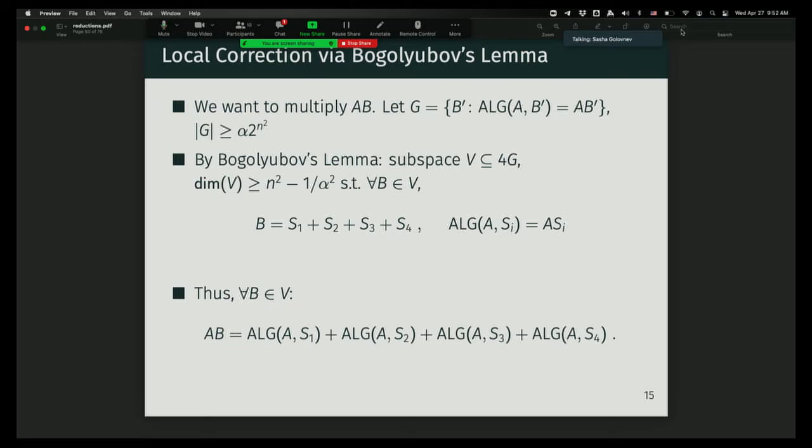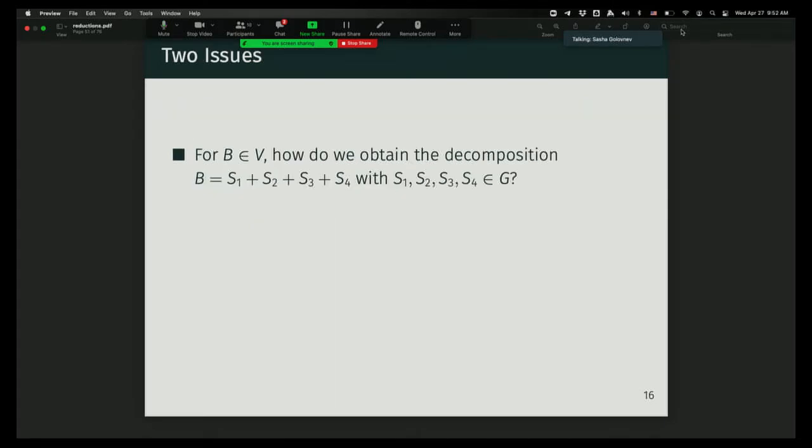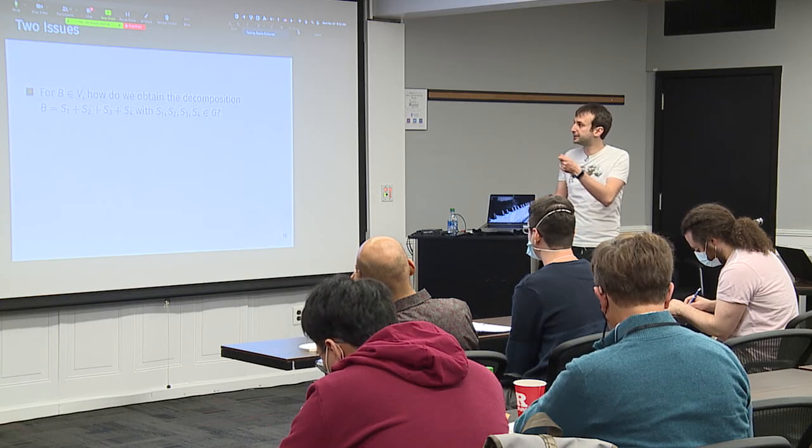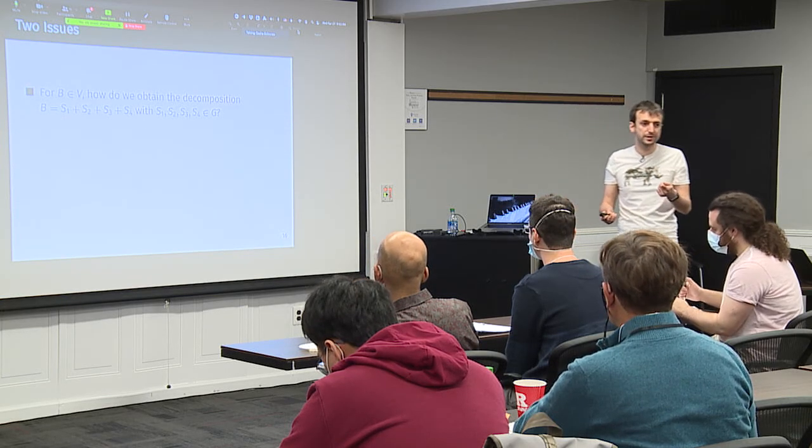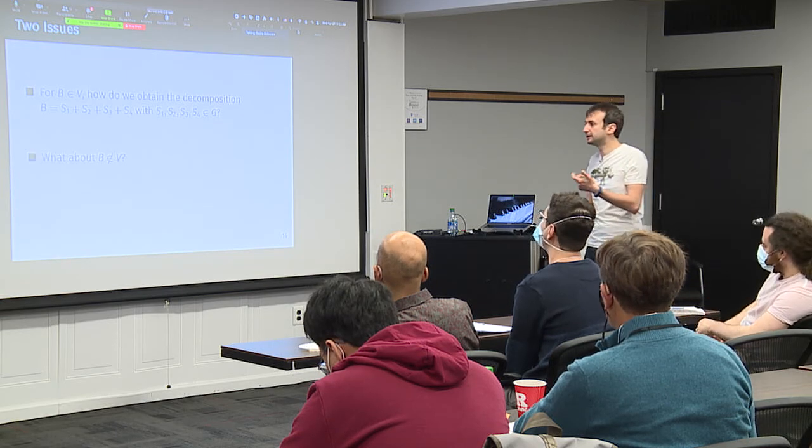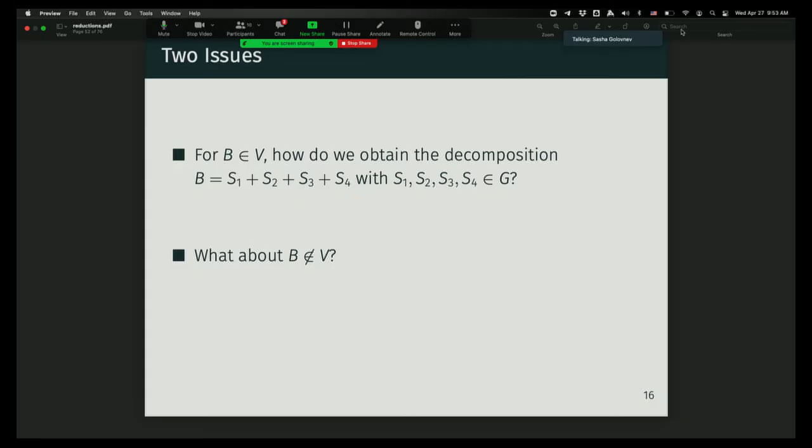So far I only lost a little bit. But yeah, we're going to use the fact, obviously, that V has a lot of structure. So we want to say, since I already can compute the product for a set of matrices that have nice structure, I will use it to compute products for all matrices B. Okay, so two main issues are that first, how do I write B as a sum of 4 matrices from G, even though I know there is such a decomposition? Second issue is, what do I do with B's which do not belong to this nice subspace V?